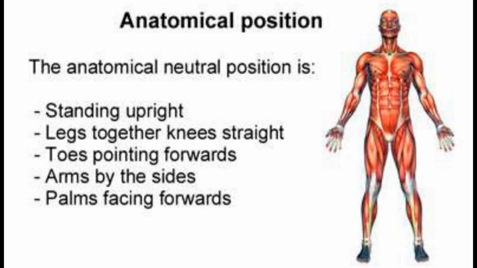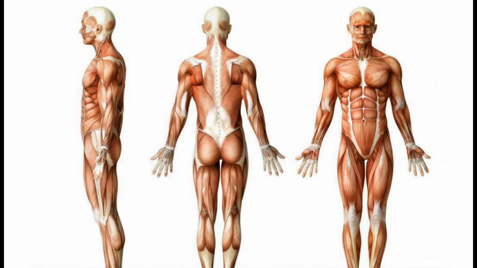The anatomical neutral position is standing upright, legs together and knees straight. The legs are apart a little bit and toes pointing forward, arms by the sides and palm facing forward. That's your anterior. Okay. So here we do have three views of the human body: the posterior view, the lateral view and the anterior view. As you can see, this is all taken in anatomical position, neutral anatomical position.